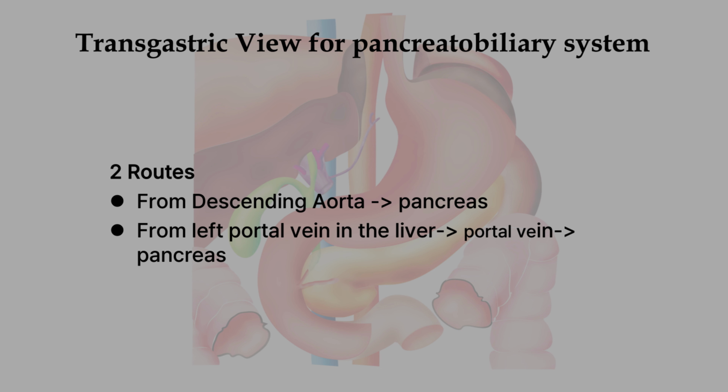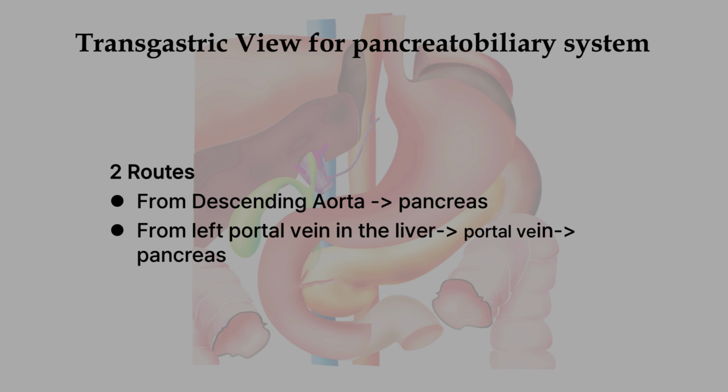There are 2 main transgastric routes for examining the pancreatobiliary system. The first route follows the descending aorta and then tracks toward the pancreas. The second route starts from the left portal vein in the liver, follows the portal vein, and then onto the pancreas. By using these 2 routes, we can systematically explore the pancreatobiliary system.